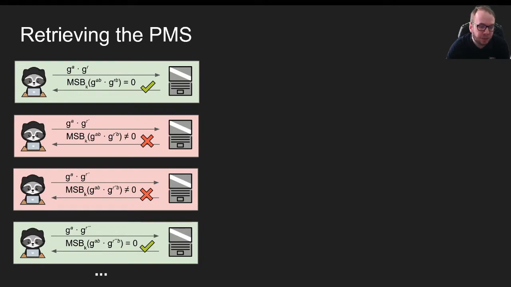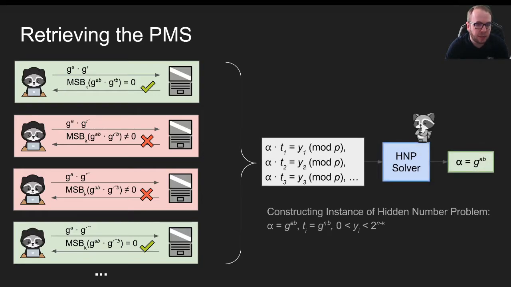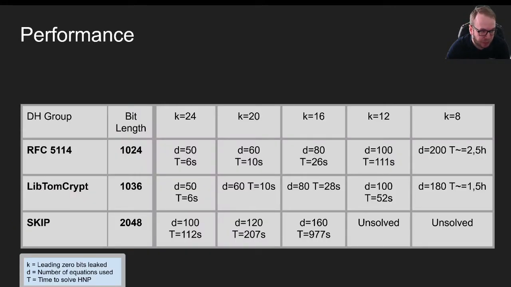And once he has enough of these equations, he can construct an instance of a hidden number problem, which is a famous cryptographic problem which was initially discovered and solved by Dan Boneh and his group. And if you solve the hidden number problem, you can actually compute g to the power of AB. So you actually get the shared secret out of it. And this is quite bad for the server and for the client.